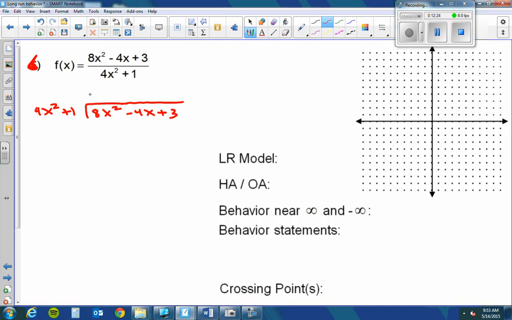So what's the first thing we put for the quotient? 2. Because once again, you just focus on the first term of each. You ask yourself, what do you multiply 4x squared by to match 8x squared? The answer is 2. And then multiply everything by 2. 2 times 4x squared is 8x squared. And then 2 times 1 is 2, which I should put over here under the other constant. Right? And then we subtract.